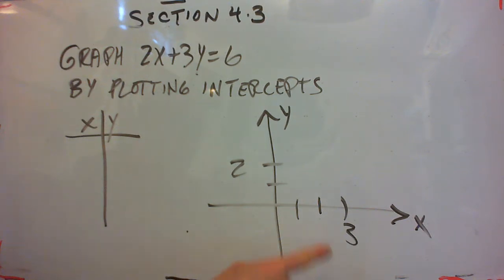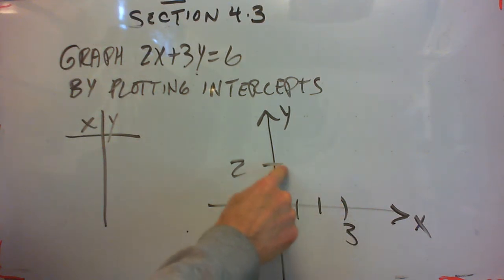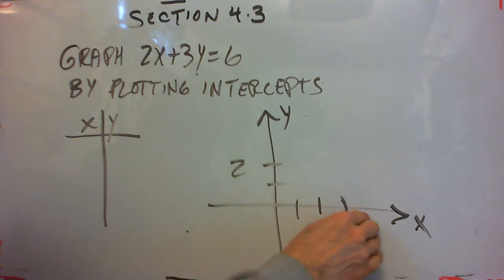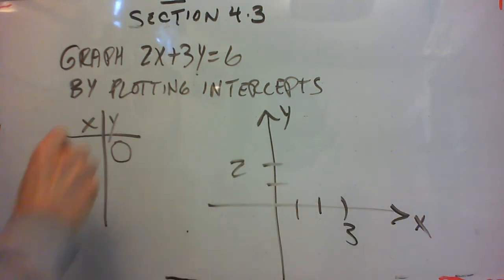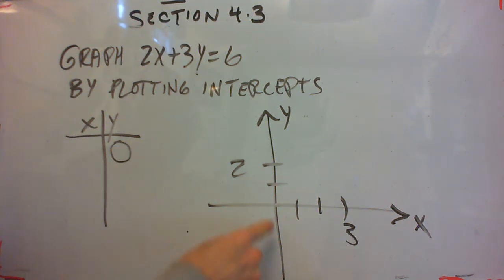The x-intercept is where the graph intersects the x-axis. That's when y will equal 0. The y-intercept is where the graph intercepts the y-axis. That's when x will equal 0. So when y equals 0, what does x equal?